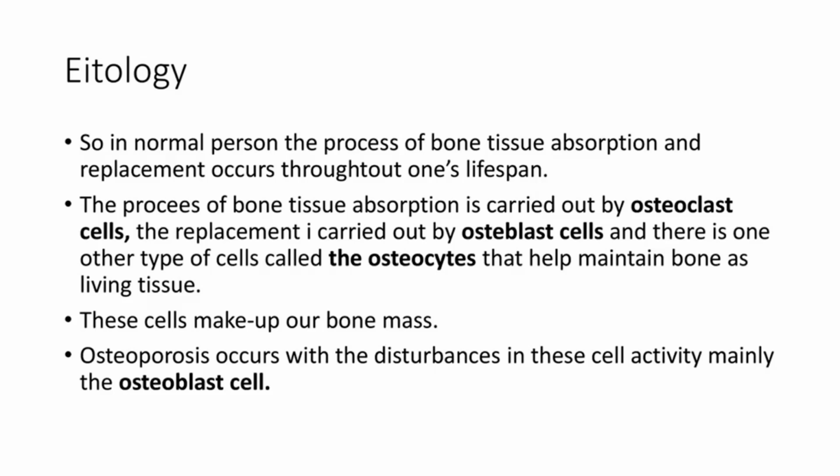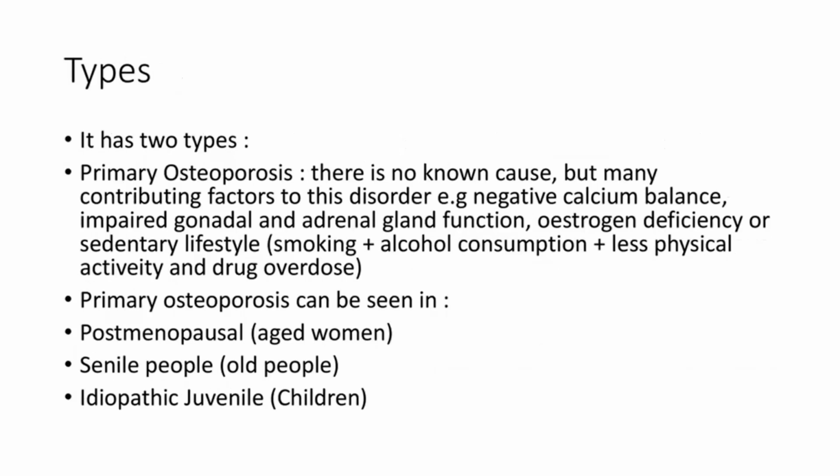Mainly the osteoblast cells become diminished in this particular disease, and this all happens due to some conditions, some factors that originate this disease. So we have an osteoclast hyperactivity and an osteoblast diminished activity. So what are the two types of osteoporosis? Osteoporosis is primary and secondary.